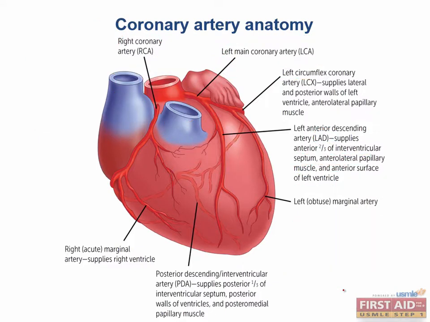Alright, now what about the circumflex? Why is it called the circumflex? Well, it literally winds around and circumflexes towards the posterior wall of the left ventricle. There is a large branch of the left circumflex, which is called the left obtuse marginal artery, that aids the left anterior descending in supplying the left ventricle.